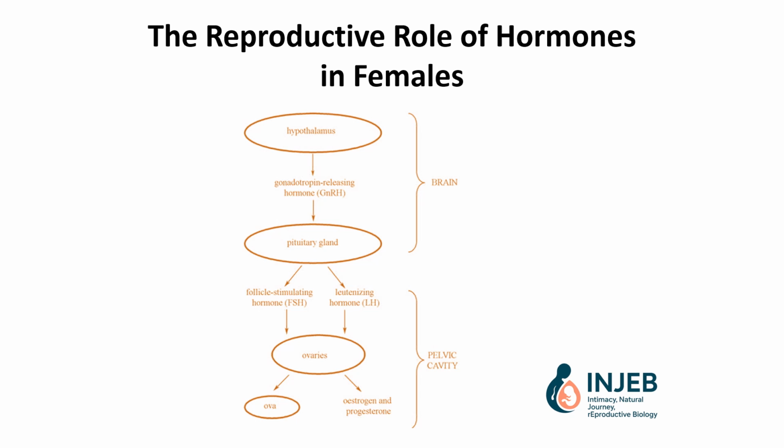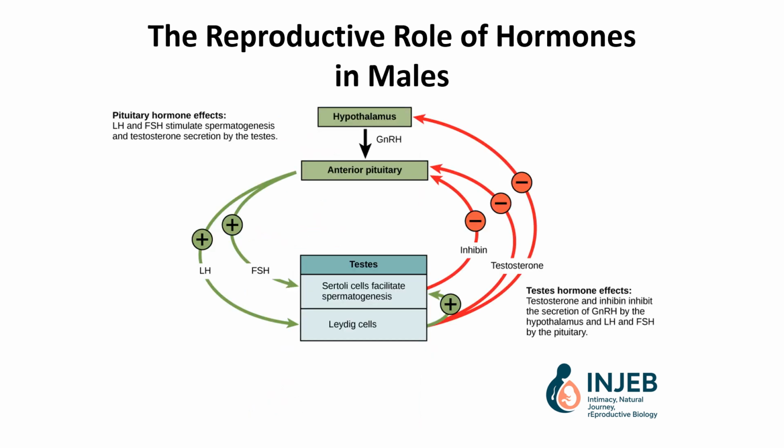In females, the brain releases FSH and LH to control the ovaries that produce estrogen, then progesterone to prepare the body for pregnancy. In males, the brain releases FSH and LH to control the testes, which make sperm and testosterone.